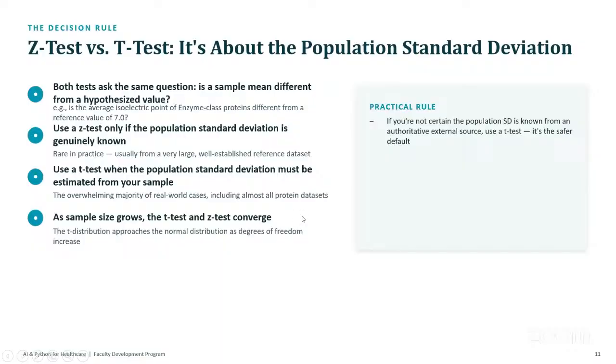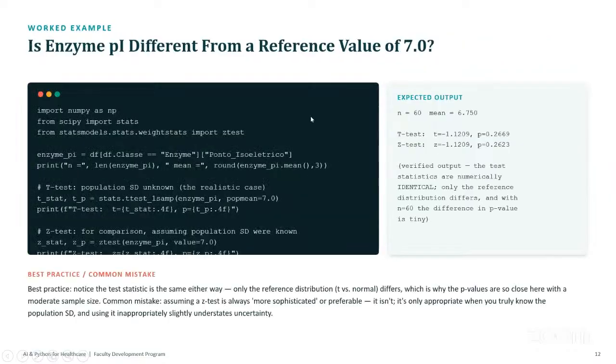So we know that we choose between a Z test or a T test. What test needs to be chosen for the data set? If we can identify the things related to that, both tests take the same question: is a sample mean different from a hypothesis value? And we can use a Z test only if the population standard deviation is generally known. So we will see some things related to that in the Colab.